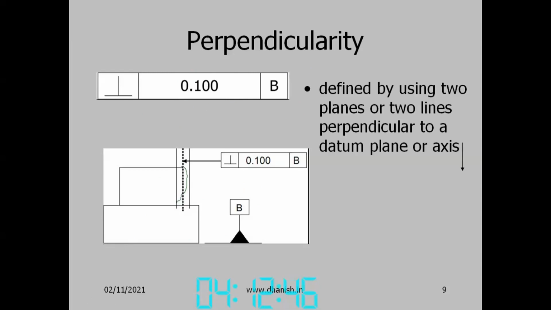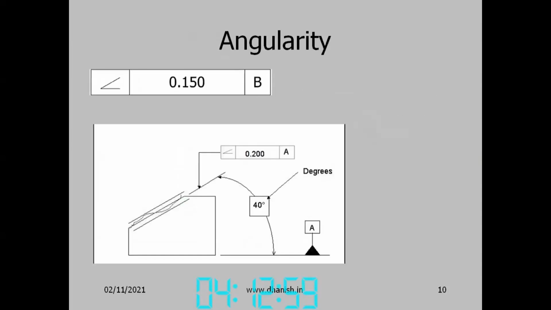So perpendicularity is defined by two planes or two lines perpendicular to a datum plane or axis. So perpendicularity can be either two-dimensional in a plane or three-dimensional. Then it will be two planes, otherwise two lines. Then angularity, very similar. Only how it is specified you have to learn.